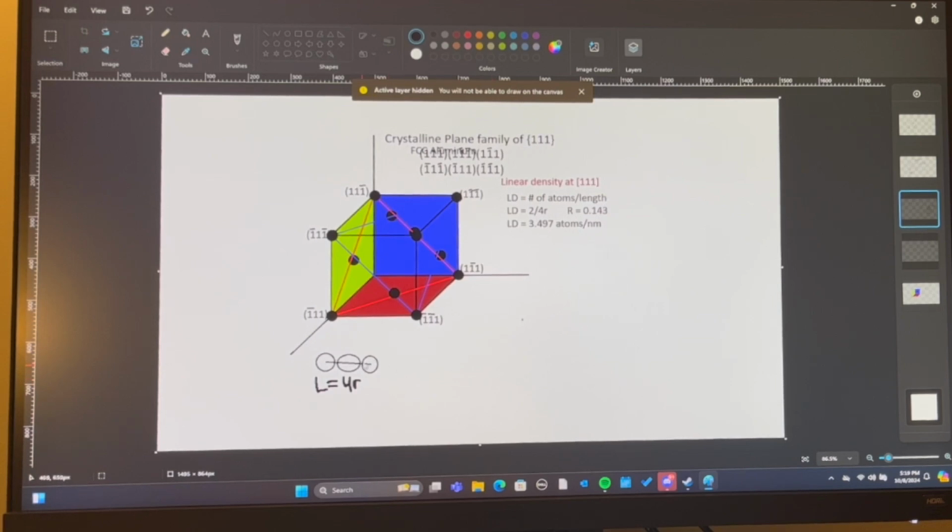And the number of atoms in this are 1 full atom and 2 half atoms, which gives us 2 atoms. So plugging those into the linear density equation with the atomic radius of aluminum being 0.143 nanometers, it gives us a linear density of 3.497 atoms per nanometer.